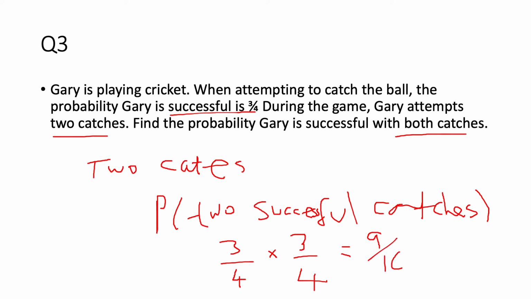So this is what I call an independent event. The probability of his first throw doesn't affect the probability of his second throw, and vice versa. His second throw isn't dependent on his first throw and his success. So it's 2 separate events, independent events, so it doesn't depend on one another. Okay, so that is question number 3, guys.